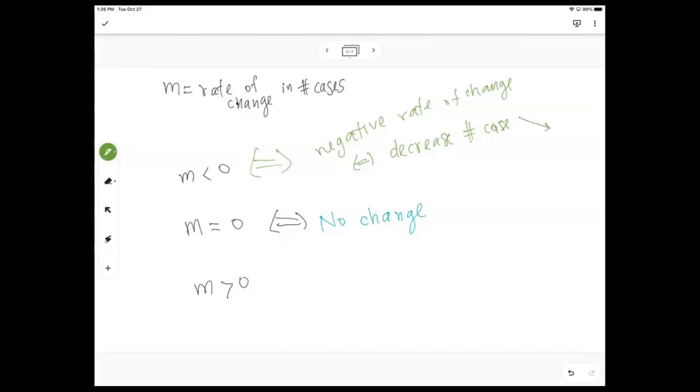Okay, and then the other case: if m, the slope, is positive, this would be a scenario in which there would be a positive rate of change, and this is analogous to having an increase in the number of cases. In that case the slope has this shape.